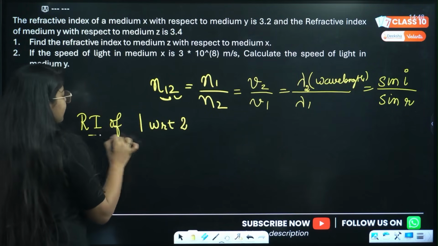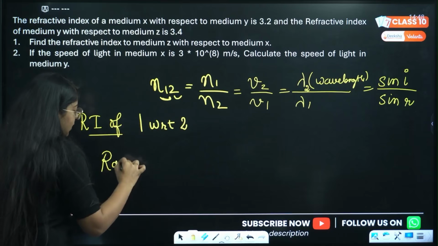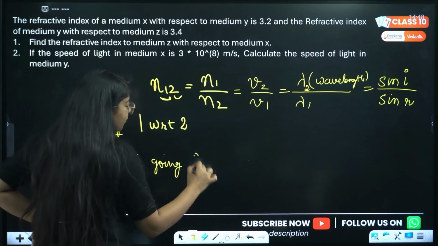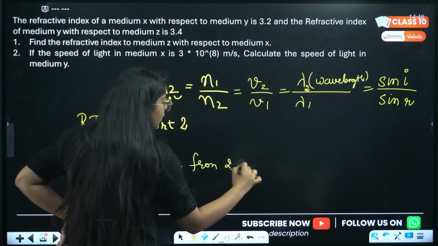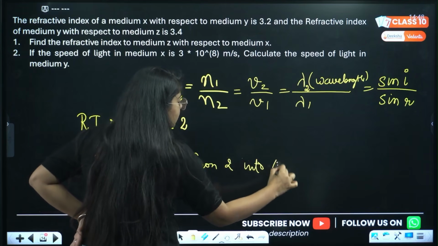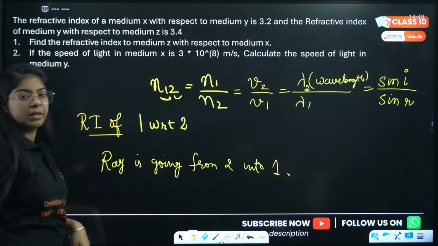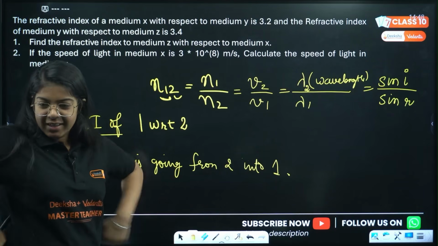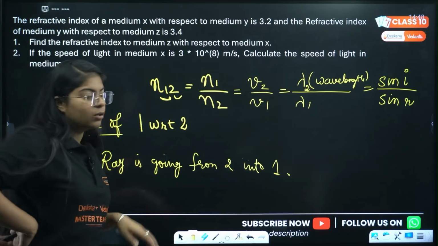This is the refractive index of 1 with respect to 2. That means the ray is going from 2 into 1, second medium to first medium. This is the reverse. Okay, great, very good.